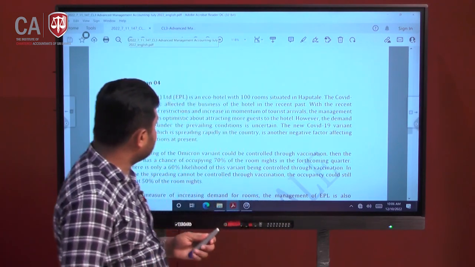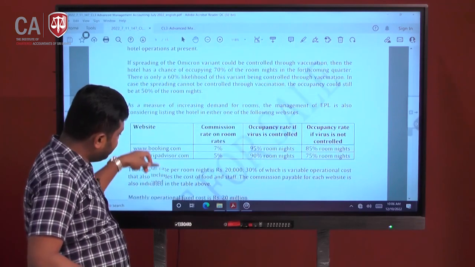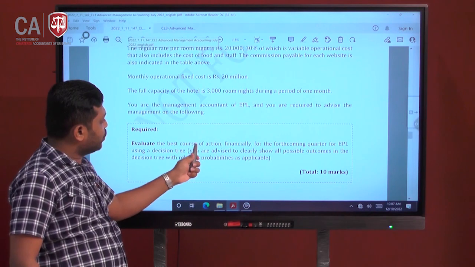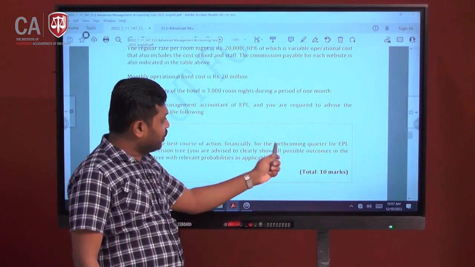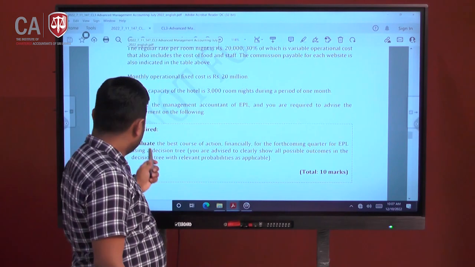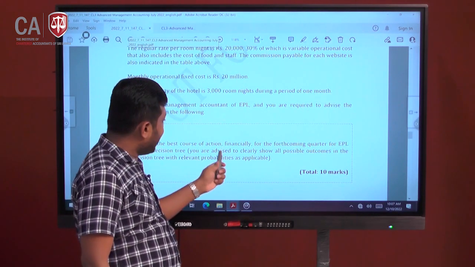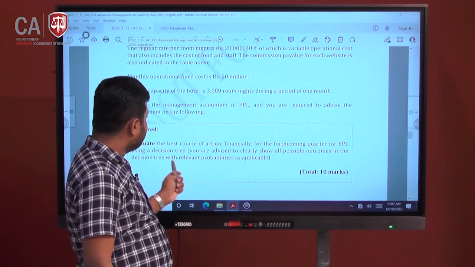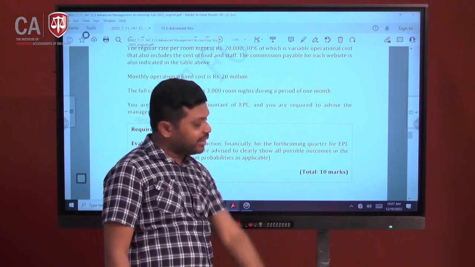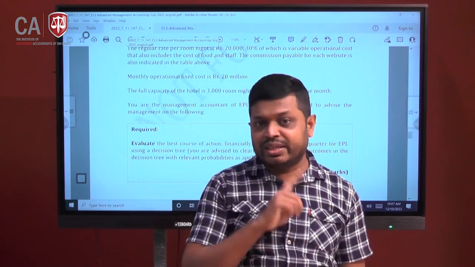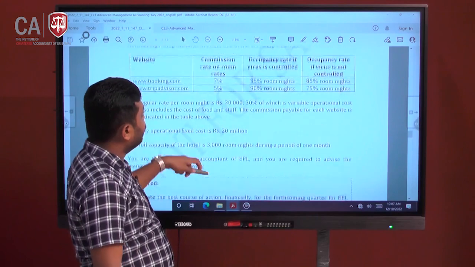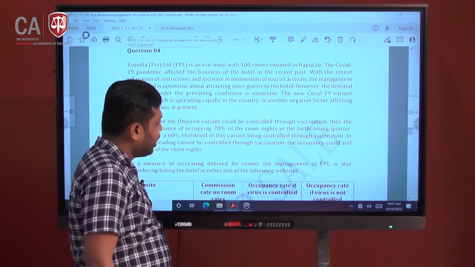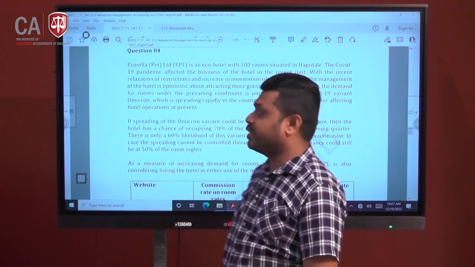Okay, we will read this illustration and see, because it clearly says: evaluate the best course of action financially for the forthcoming quarter for EPL using a decision tree. You are advised to clearly show all possible outcomes in the decision tree with the relevant probabilities as applicable. You need to construct a decision tree, and we will see how we are going to do that, right. We will read the illustration and understand how we are going to tackle it.